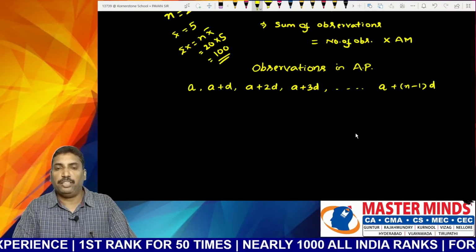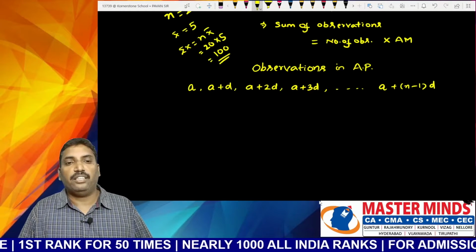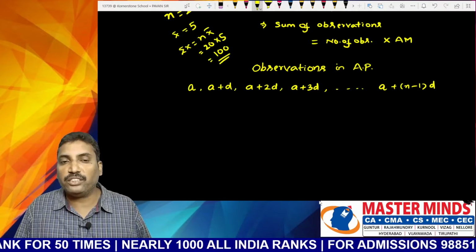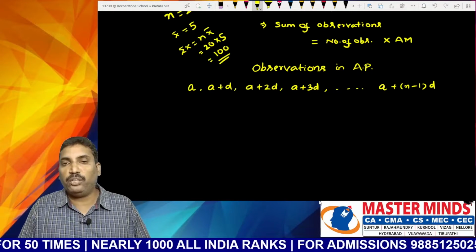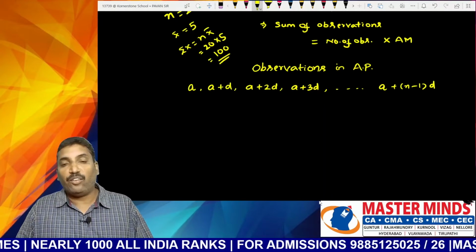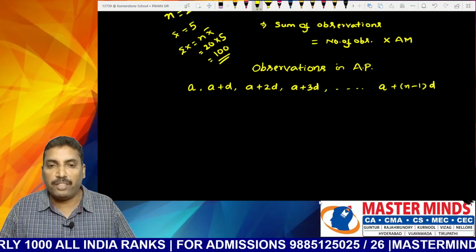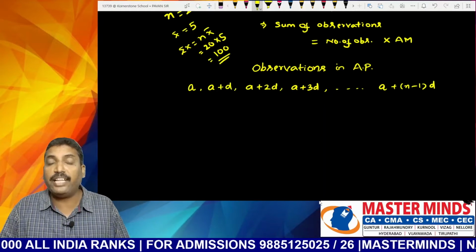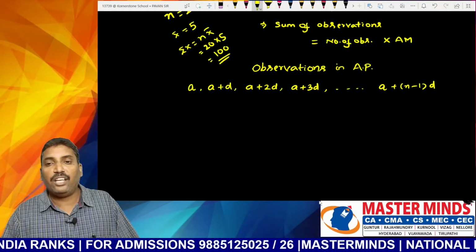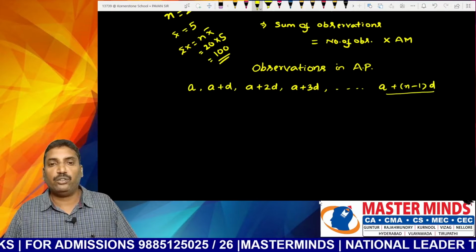of an arithmetic progression. Here a we call the first term of the progression, and d is called the common difference. Of course, the common difference between any two consecutive terms is the same. That means T2 minus T1, or T3 minus T2, or fourth term minus third term will be d only. If the common difference is the same, then we can say those terms are in arithmetic progression, right? And the last term we call simply the nth term, that is a plus n minus 1 into d.